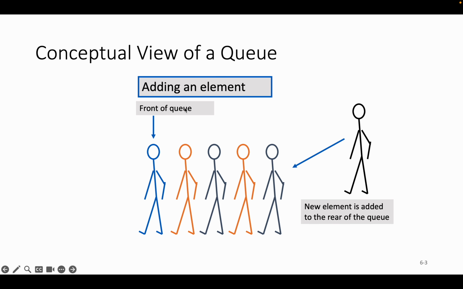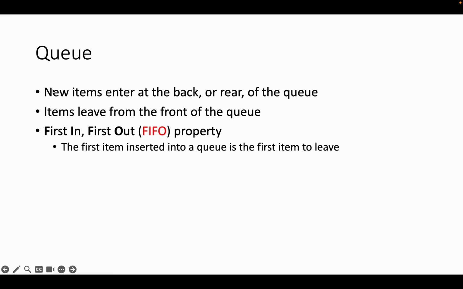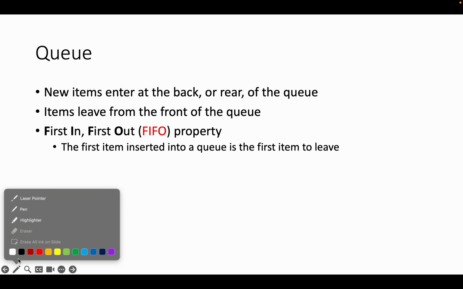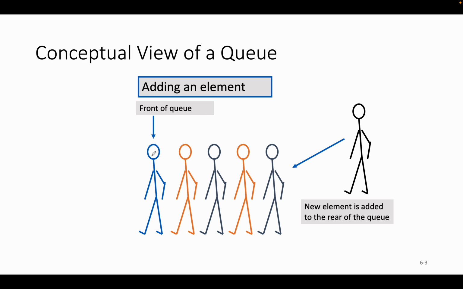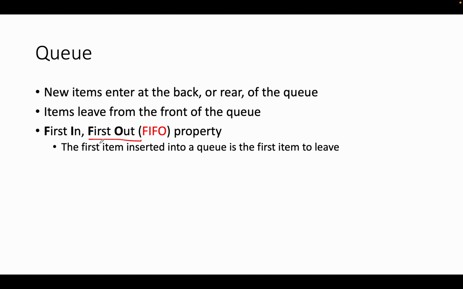The concept is the same. When we add an element to the queue, the first guy is at the front and the last guy comes to the back, or the rear. The queue is first in, first out. The people who come first are going to leave the queue first as well. It is coming first and going out first, so it is first in, first out, or FIFO.